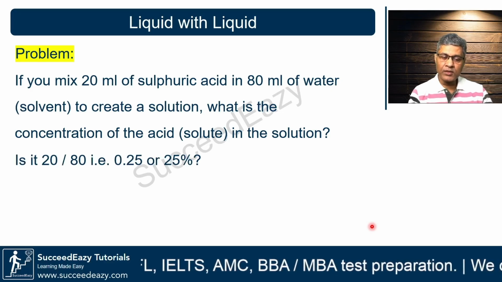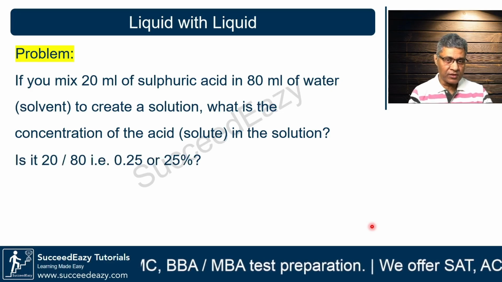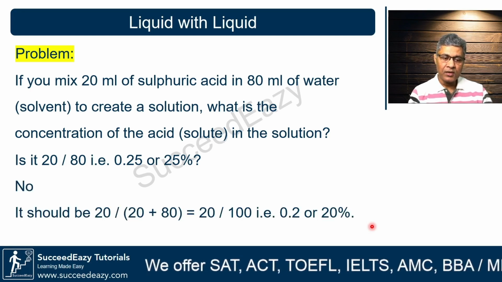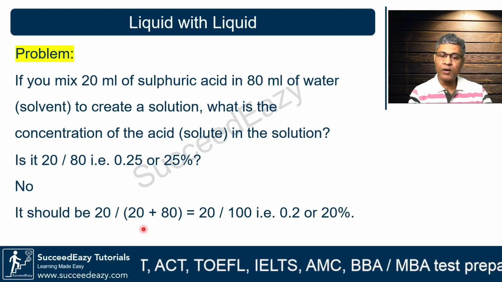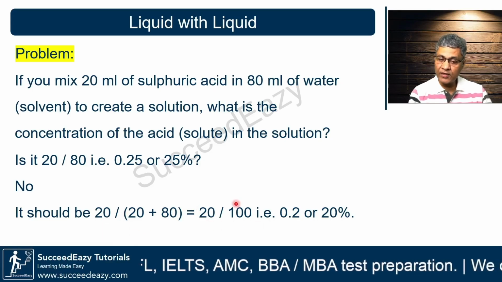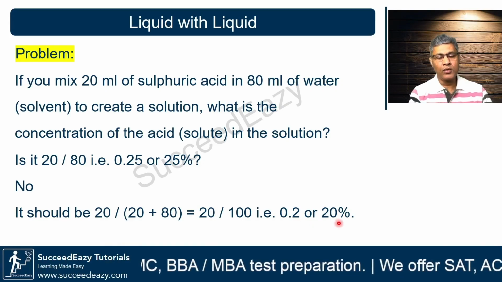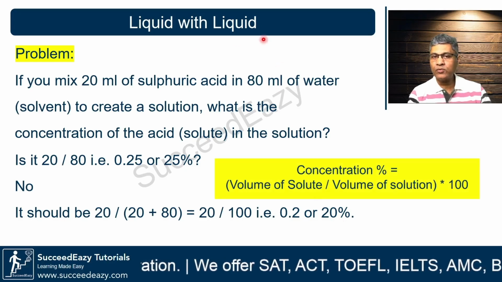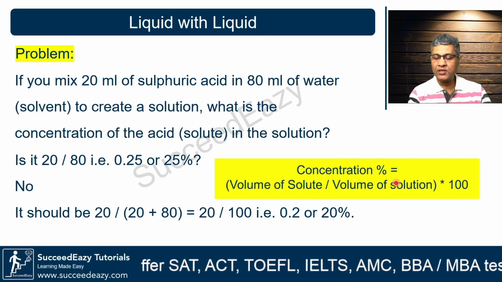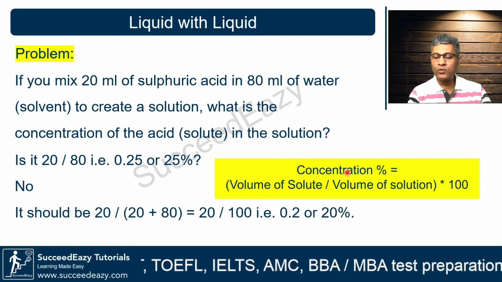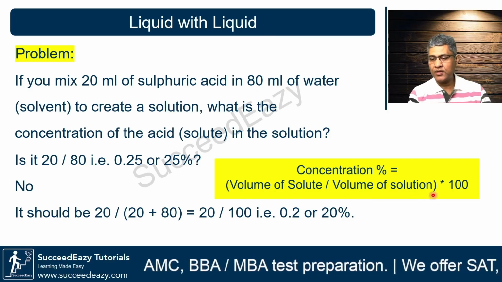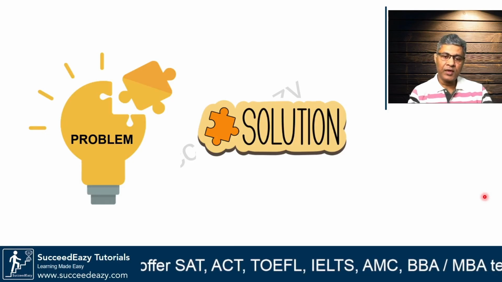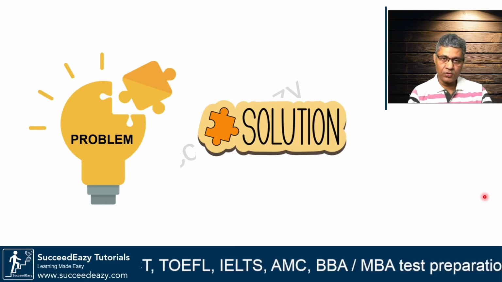Did you get 20 by 80, that is 0.25 or 25%? If yes, then I'm sorry, it is not the correct answer. The correct answer would be 20 divided by 20 plus 80, that is 20 divided by 100, that is 0.2 or 20%. Always remember that when we mix liquid with liquid, the concentration percentage is found by the formula volume of solute divided by volume of the solution times 100. Please remember. Alright, let us now take up some practice problems and look at the solutions to those problems.